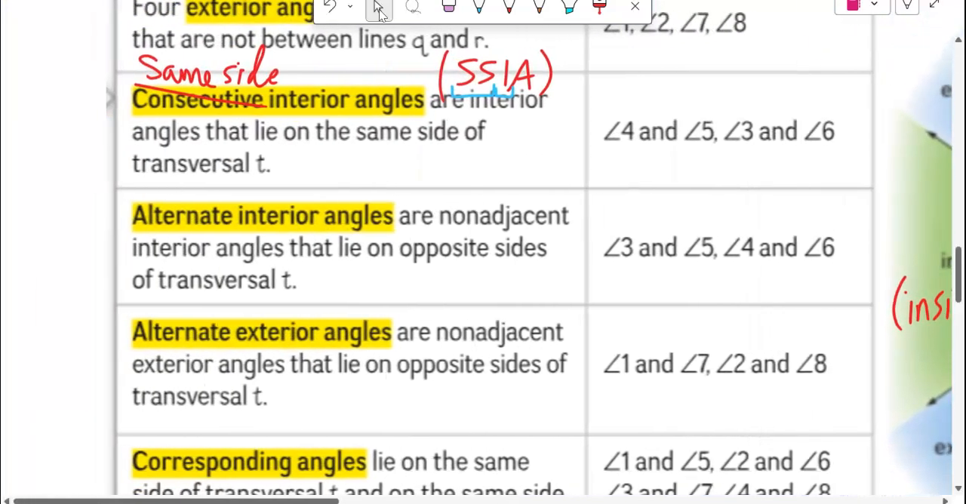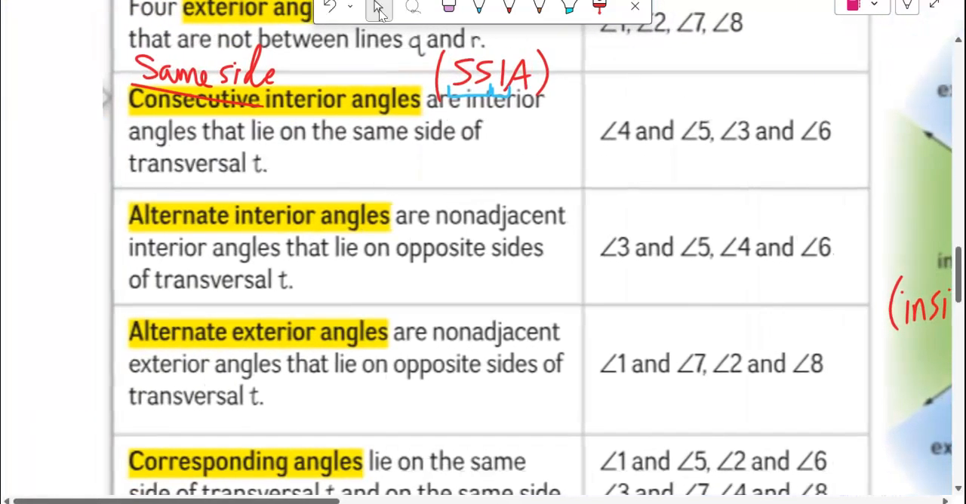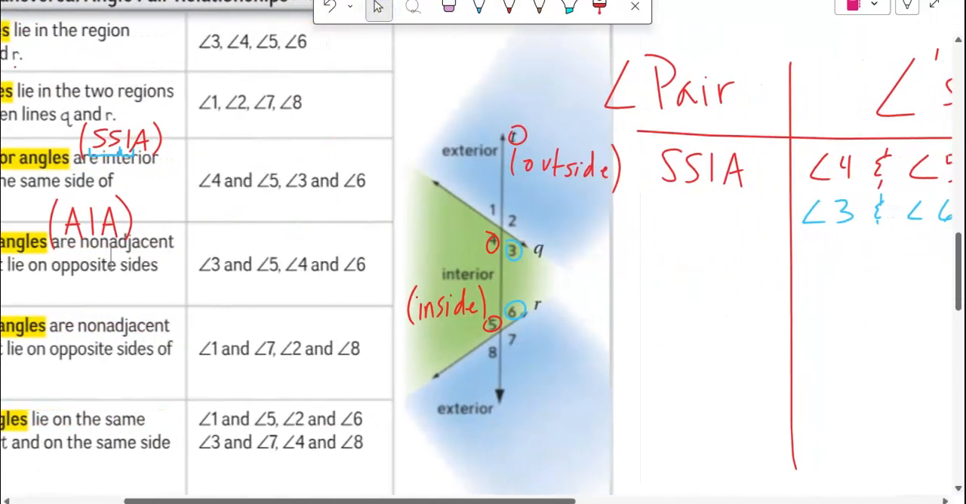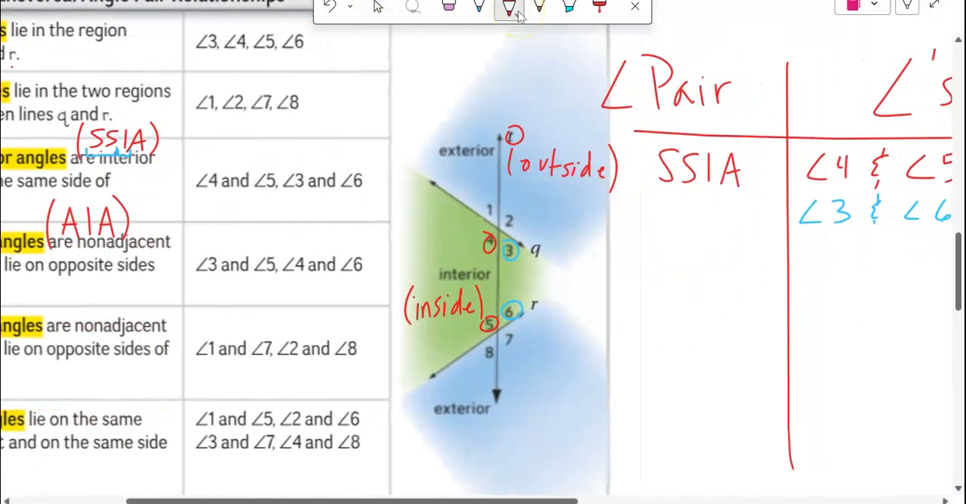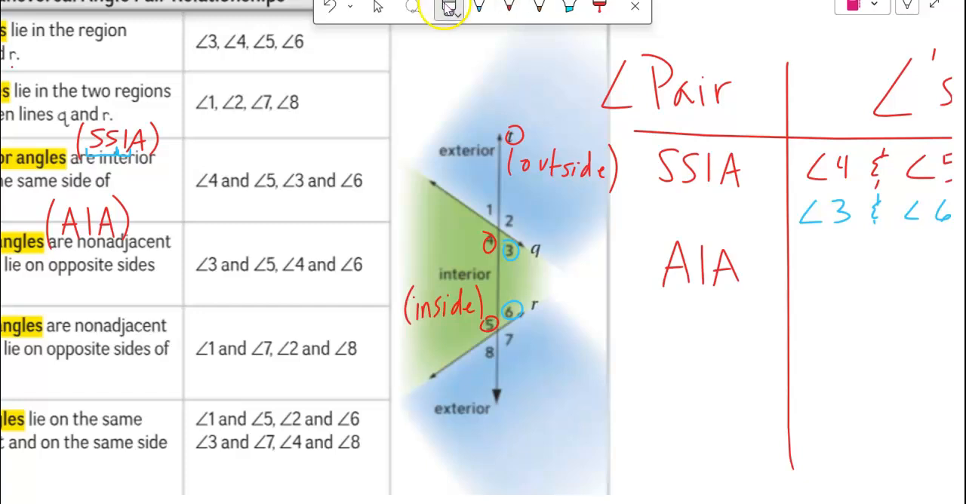Okay, next angle pair. Alternate interior angles. Say that out loud. Good. AIA. So I'll do it like you guys are in my table. This is my angle pair, AIA. And then I'm going to write my angles in the next column.